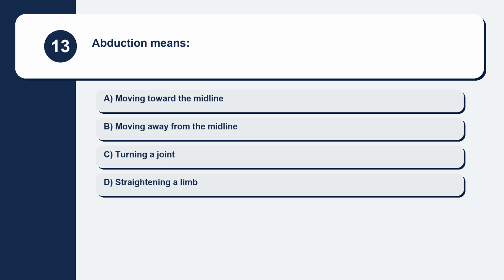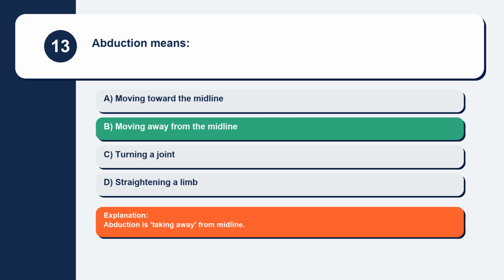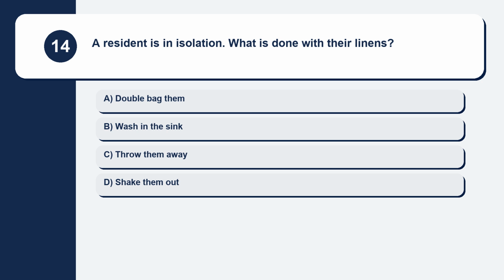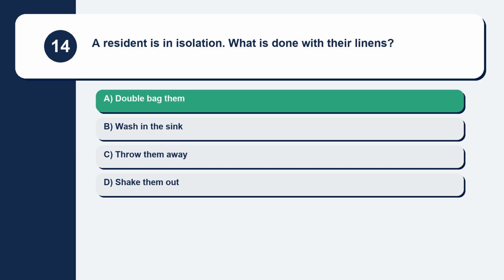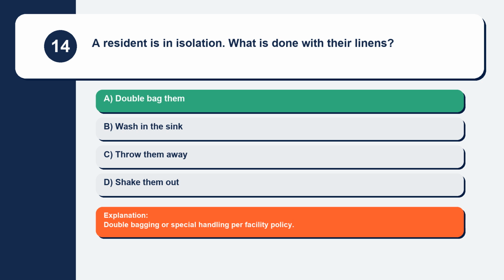Question 13. Abduction means moving toward the midline, moving away from the midline, turning a joint, straightening a limb. Abduction is taking away from midline. Question 14. A resident is in isolation. What is done with their linens? Double bag them, wash in the sink, throw them away, shake them out. Double bagging or special handling per facility policy.